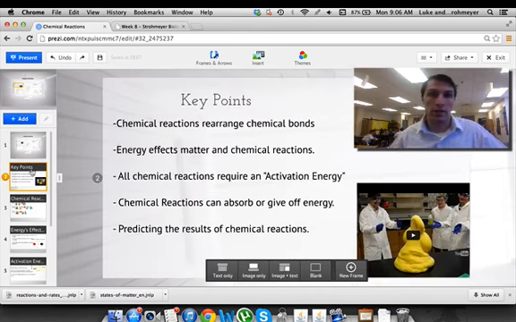Here are the key points for today's talk. We're going to talk about how chemical reactions are just about rearranging chemical bonds or forming new bonds. Energy affects matter and chemical reactions, and we'll talk about how and why that's important. All chemical reactions have what's called an activation energy, and you need to reach a certain activation energy to get the reaction to occur. Chemical reactions can absorb or give off energy, and we'll look at some graphs that demonstrate that.